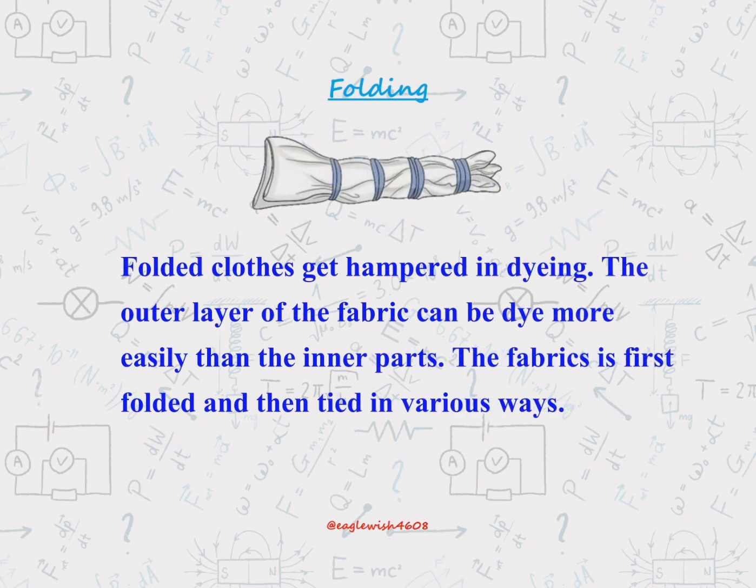In folding, fabric is folded into specific shapes, such as triangles, squares, or rectangles, before dyeing. The folds create symmetrical patterns with sharp edges.